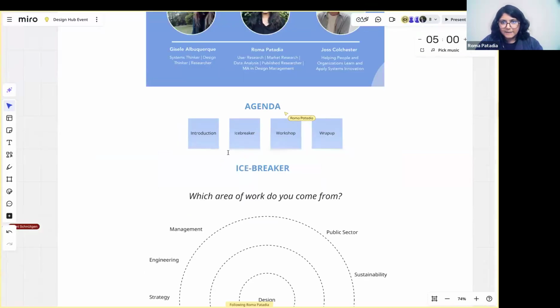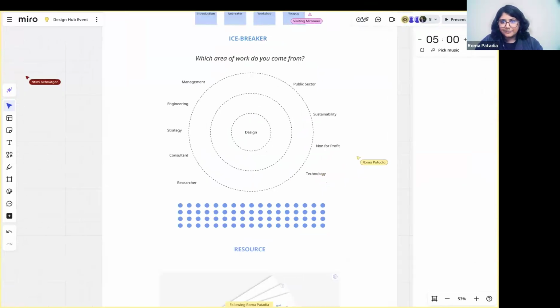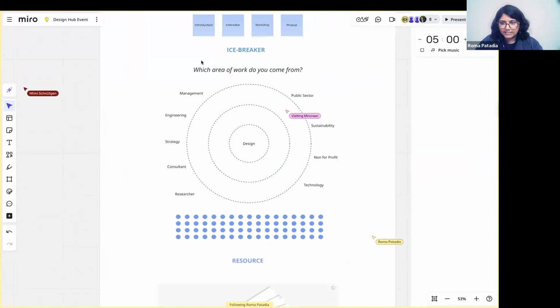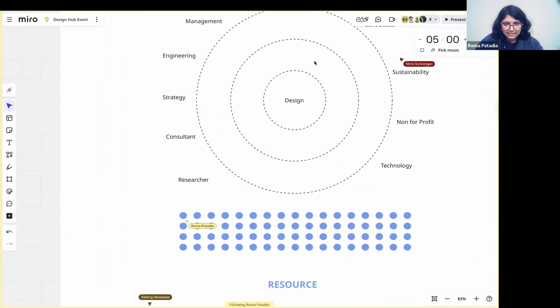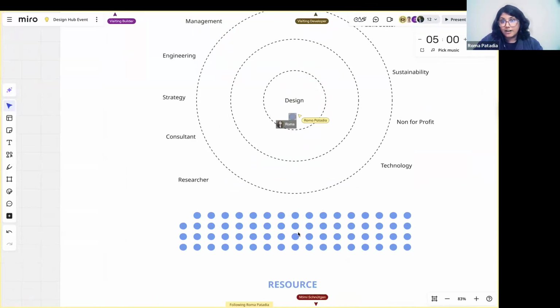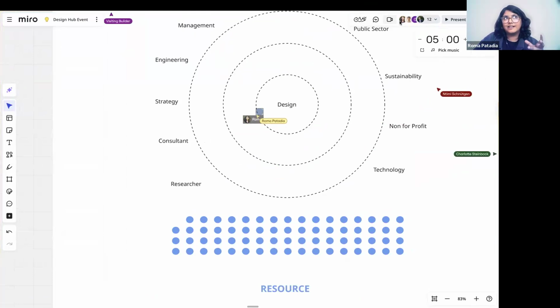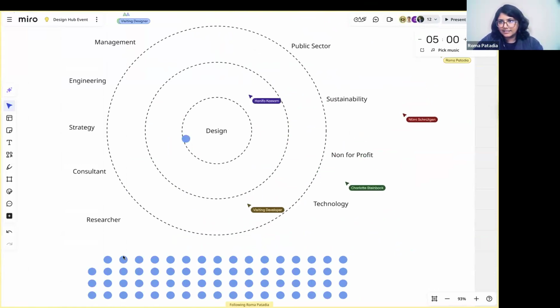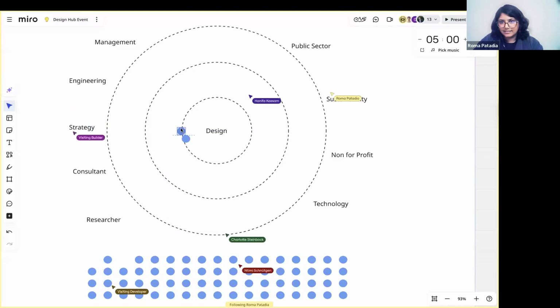Time for the icebreaker. If you're not on the Miro board already, you can find the Miro board link in the chat box and hop on for this icebreaker. You could pick one of these purple dots and place it in the circle based on how far your practice is from design, and then which industry you work in. We have about 2 minutes to do that, and the time starts now.